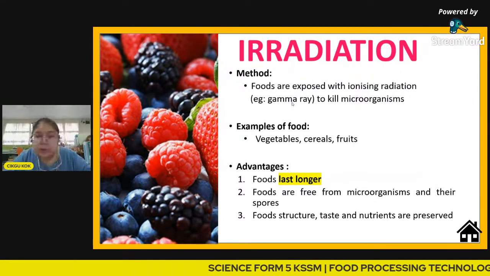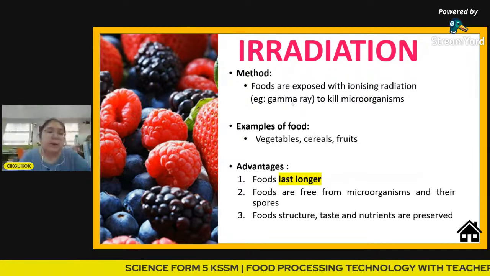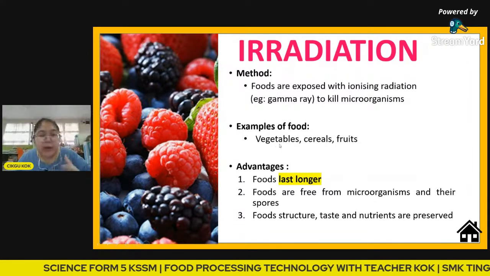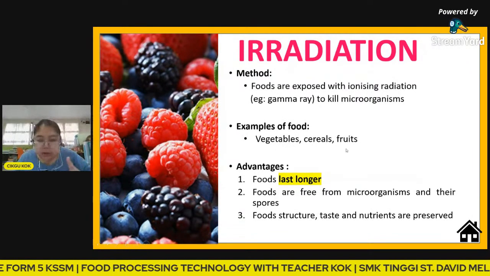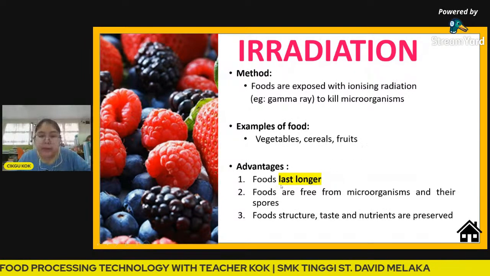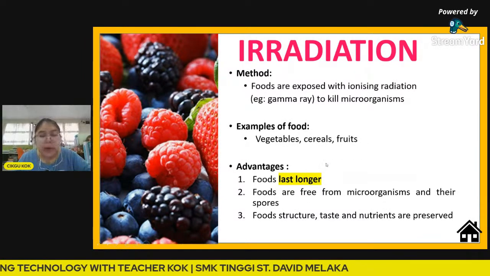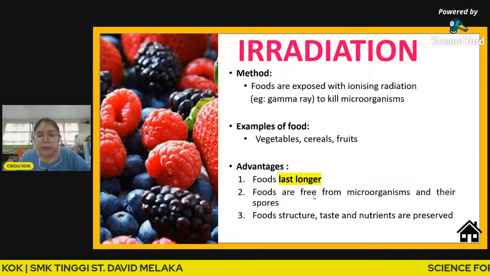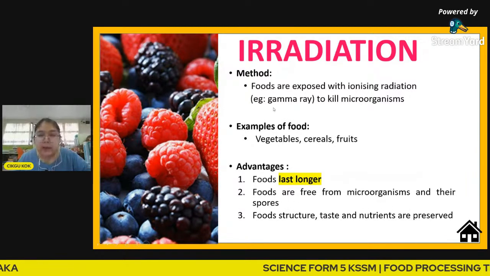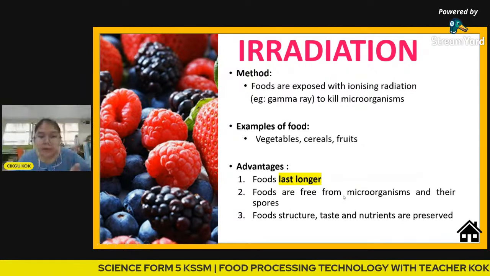Important, they want to kill the microorganism. Number two, example foods, we have veggies, we have cereal, then we have fruit. Same, they last longer, because gamma ray can kill the microorganism. Number two, the food is free from microorganisms and their spores. Because gamma ray is used to kill them, all the things must already be dead.